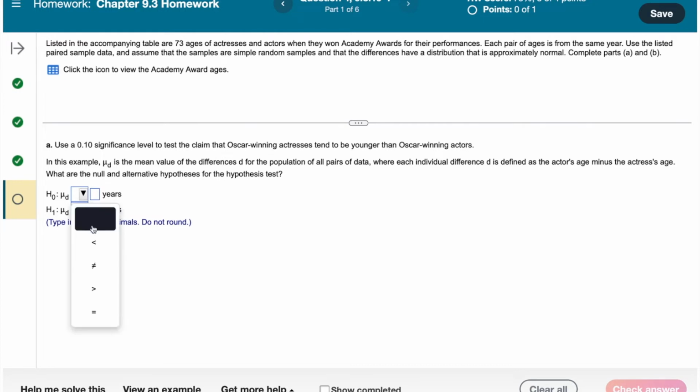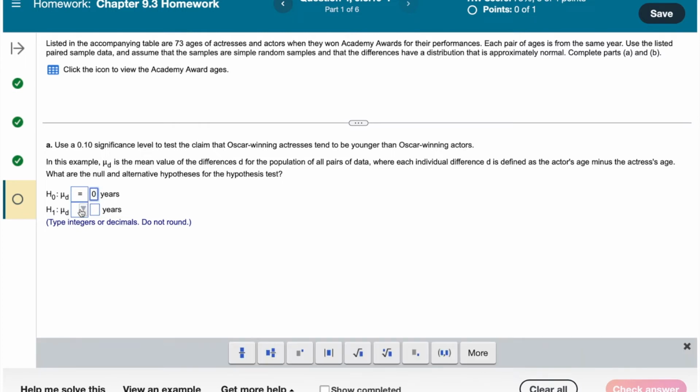Okay, so the difference, let's see here. How are we doing the subtraction? So it's actor minus actress. All right. And of course, the null hypothesis always involves equality. We would assume that there would be no difference. But the alternative is saying that the actresses are younger. So if I do actor male minus actress female, then if females are younger, this subtraction should be positive because the males are older. So greater than 0.